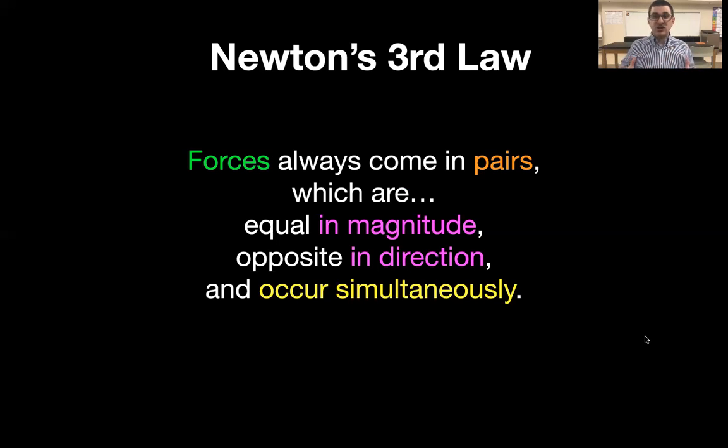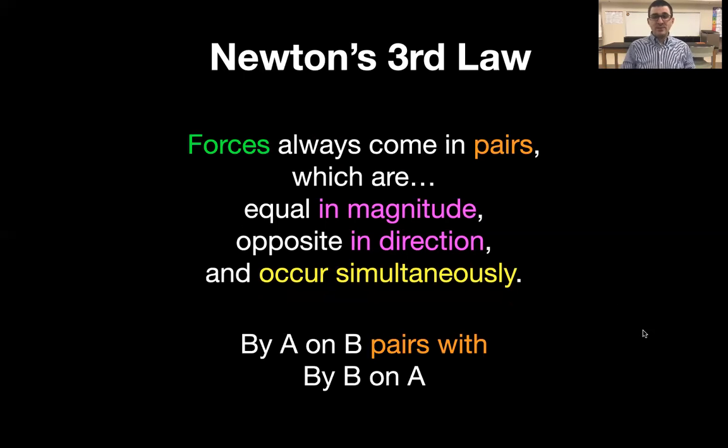We've never seen a force happen all by itself, and the reason is that's just the way forces work. You can easily identify a Newton's third law interaction force pair by looking for a force by object A on object B, let's say by Mr. Boltri on the table. That pairs with the force by the table on Mr. Boltri. By A on B pairs with by B on A. Those two forces are always equal in magnitude, always opposite in direction, and always occur simultaneously. So this is probably worth writing down as a version of Newton's third law.